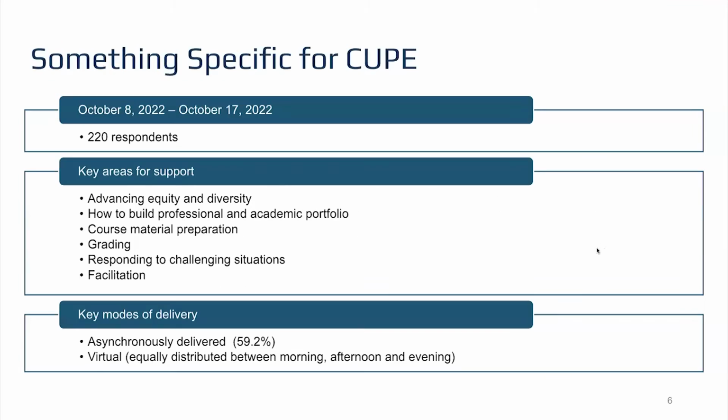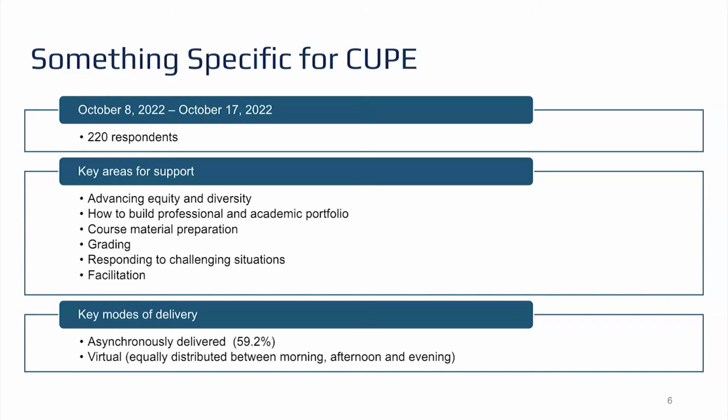Thanks, Jenny. Okay, so when I first started back in 2022, there was only one main part of the ETP program, and that was for TFA. And as I mentioned earlier, coming from the ranks of CUPE and coming from that membership, it was really important for me, and everybody at CELT agreed, that we start to think about something specifically for CUPE. So between October 8th and October 17th, 2022, we put out a survey to CUPE membership with the help of Kelly Train and her colleagues.